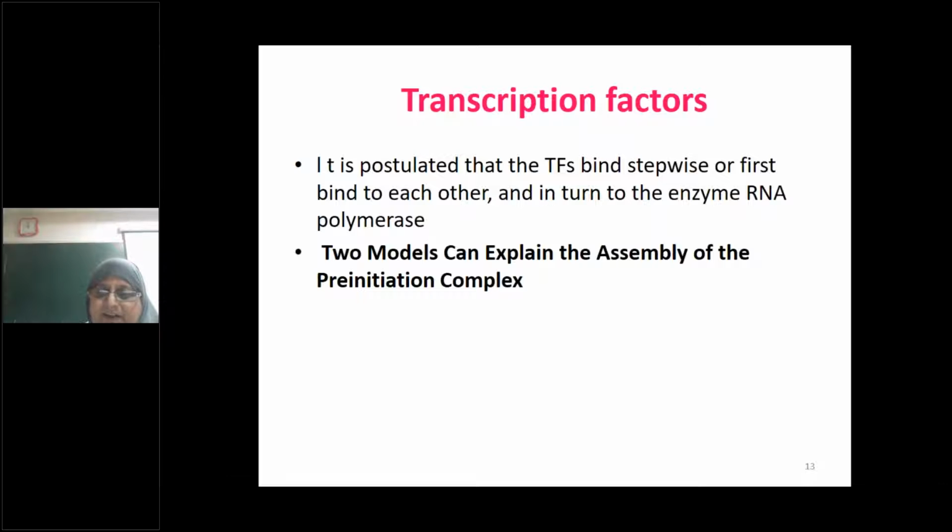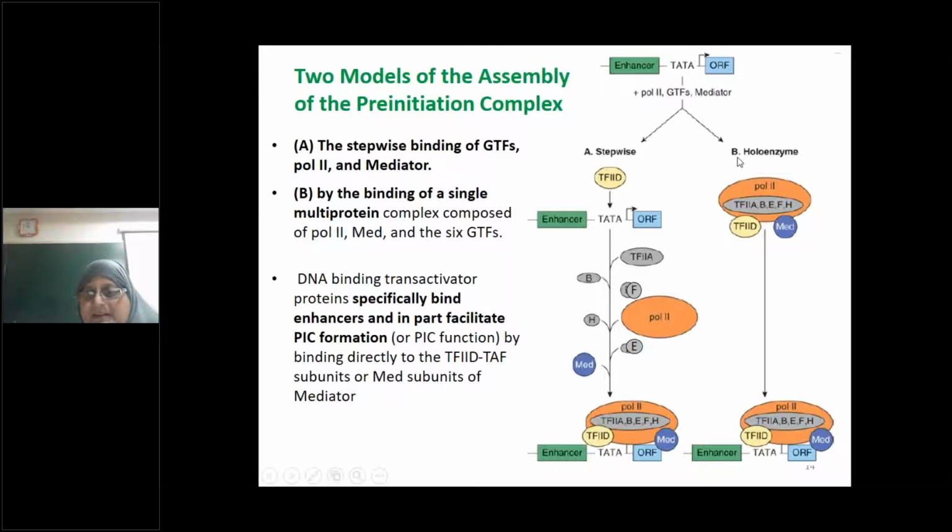Now it has been postulated that these transcription factors will bind stepwise, or first they may bind to each other to form a complex and in turn to the enzyme RNA polymerase. So two models have been used to explain the assembly of the pre-initiation complex. Here you can see this is one model and this is another model. So this is a stepwise model. This is by forming a whole enzyme.